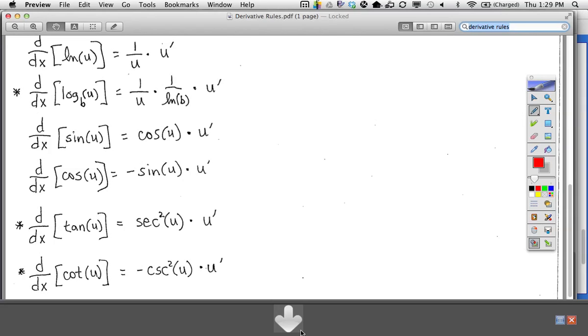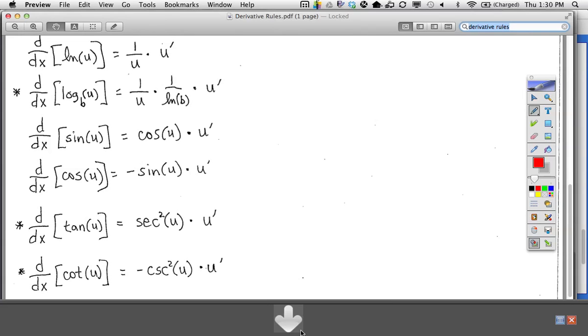Derivative of tangent is secant squared. That's just what it is. And then, of course, times the derivative of the inside, whatever that would be. So derivative of tangent, secant squared. Just have to remember it. But if you remember that one, then cotangent's pretty easy. It's cosecant squared, but it's got a negative on it.